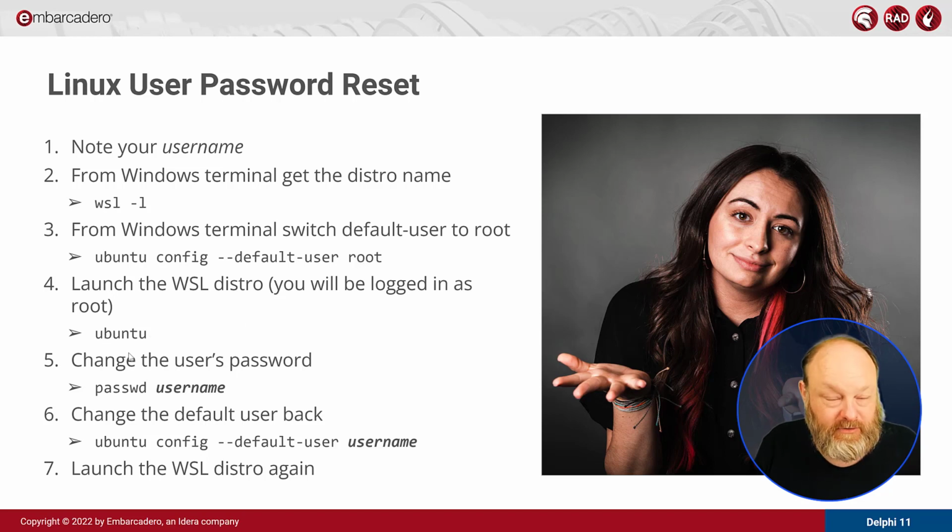And then I would run ubuntu, passwd Jim, where Jim is my username, and then type the new password I want. Exit WSL, change back to the default user of Jim, and then launch WSL again. And now remember my password this time.